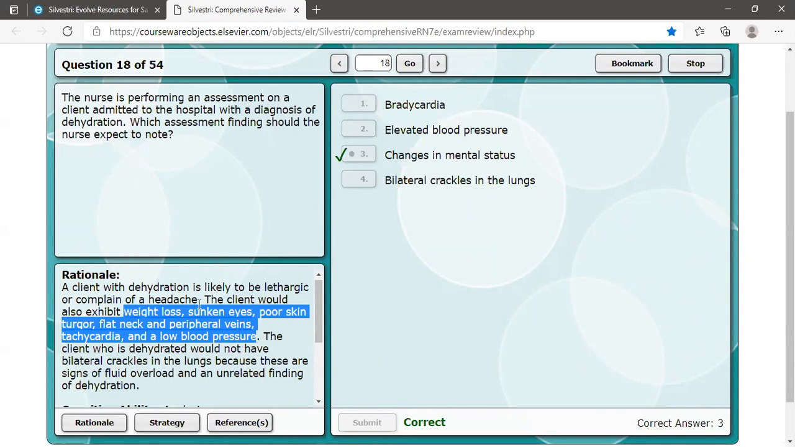Weight loss, sunken eyes, poor skin turgor, flat neck and peripheral veins. Also tachycardia, tachypnea, and low blood pressure, which we call hypotension. And the patient also develops a very weak pulse. They easily get fatigue, weakness, thirst, and dry mucous membranes. Also urine output will go down; we call it oliguria. And decreased capillary refill. Every one of these is a symptom of dehydration.